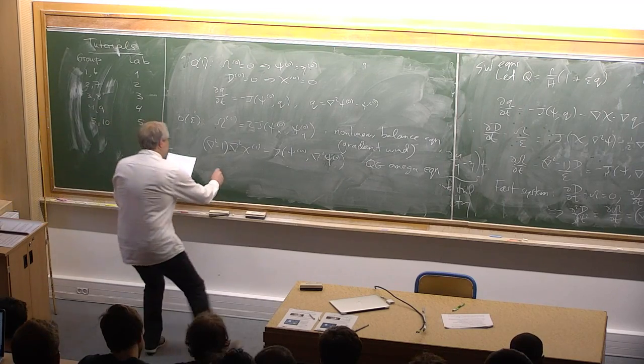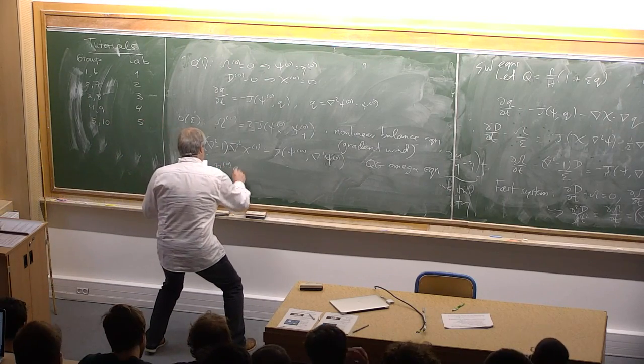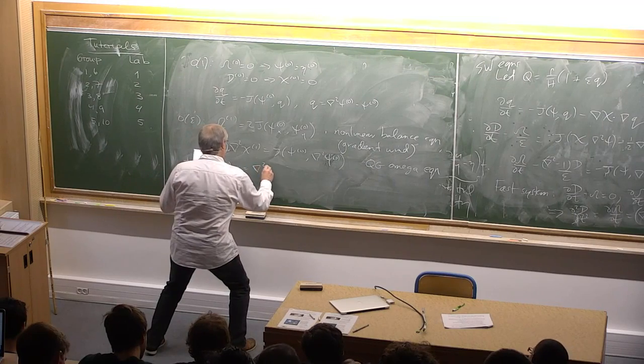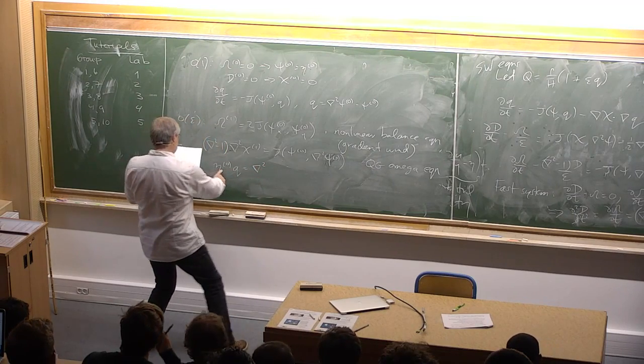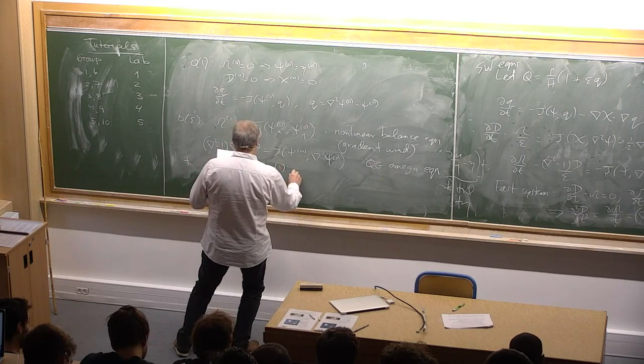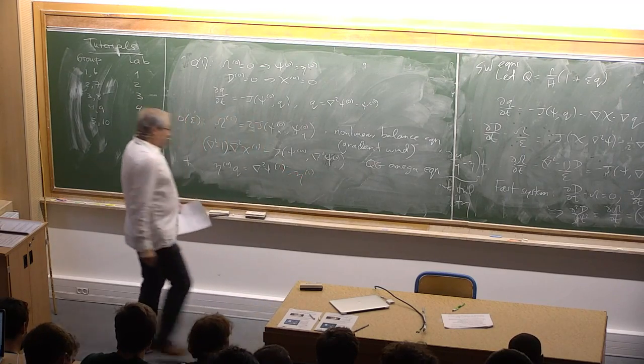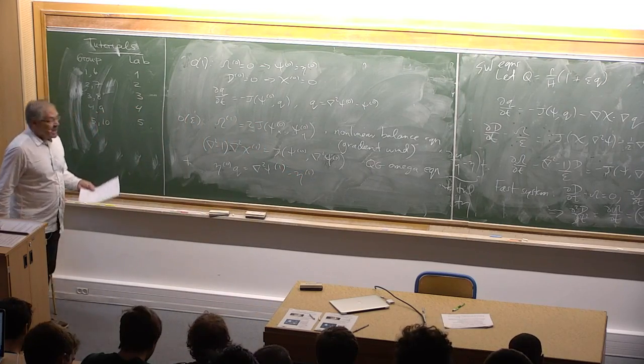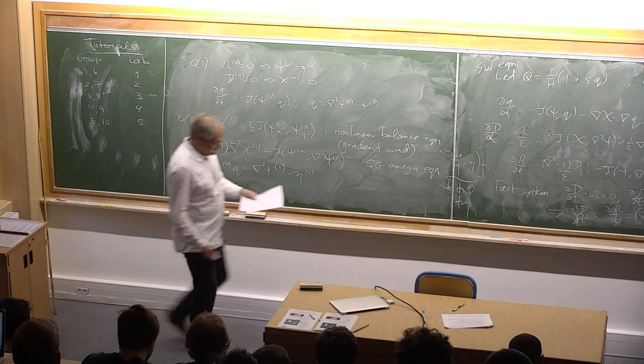And then you have a little more complicated equation for the PV, because now this eta term from the denominator comes in. So you have this equation for PV. Okay, so I'm going to go to slides now.